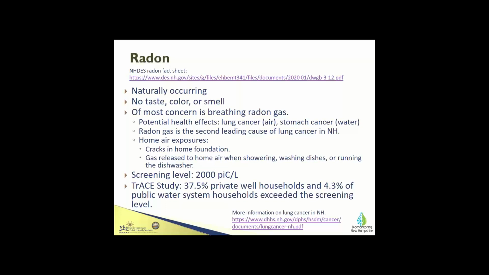In the US, 7% of homes have elevated air radon, but in New Hampshire, 30% of homes do. If you haven't already done so, you should also test the air in your home for radon gas on each level below the 3rd floor, so your basement, your 1st floor, your 2nd floor. Use an accredited lab for testing and an accredited radon mitigation company if indicated. The Biomonitoring New Hampshire Trace Study, so our statewide surveillance study that we did in 2019, found that 37.5% of private well households exceeded the water screening level for radon versus only 4.3% of the public water system households. So there was a much larger risk of high radon levels in private well water.